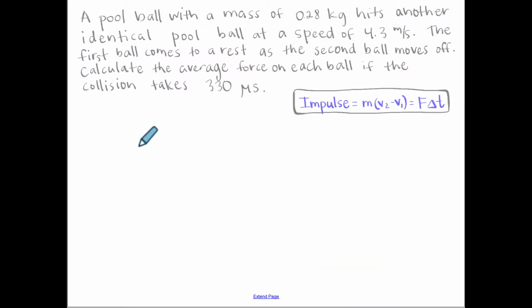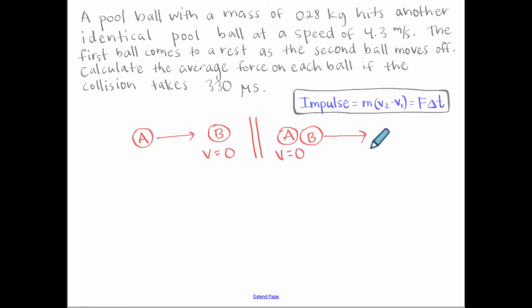Okay. Here we have a pool ball A, which is moving to the right until it hits pool ball B, which is sitting still. And then after this collision, pool ball A stops and pool ball B is now moving to the right. The original velocity of pool ball A is 4.3 meters per second, and because we know that they have the same mass and momentum is conserved, the velocity of B afterwards is 4.3 meters per second.